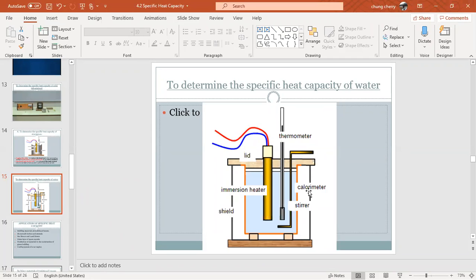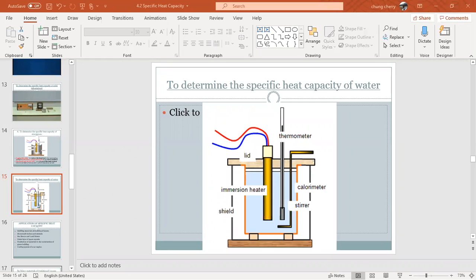A stirrer is like your spoon, it is to stir. But why do you want to stir it? Correct, to spread the heat evenly, to have even heating around the liquid. To ensure the temperature increases evenly. With this even heating, only then can you get a more accurate reading.